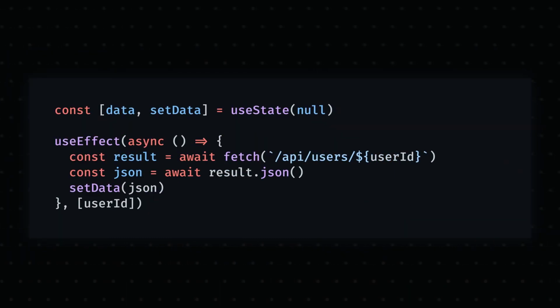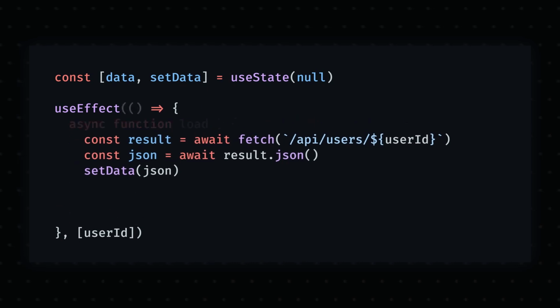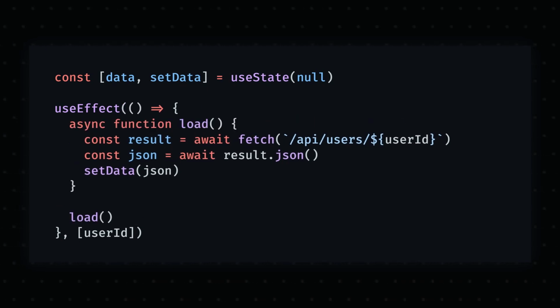What you can do to use an async function inside useEffect is to create it inside useEffect. You can also use an already created async function from outside, but let's stick with creating it inside. Let's name it load and run it right after declaration.